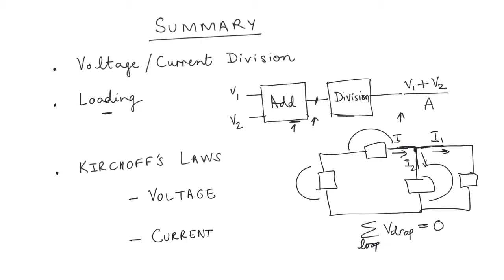We also looked very briefly at Ohm's law. Perhaps I didn't state it as Ohm's law, but Ohm's law is the relationship between the voltage and current in a resistor: voltage is directly proportional to the current in the resistor, and the proportionality constant is what is called the resistance of the resistor. So those were the few things that we looked at in this lecture.